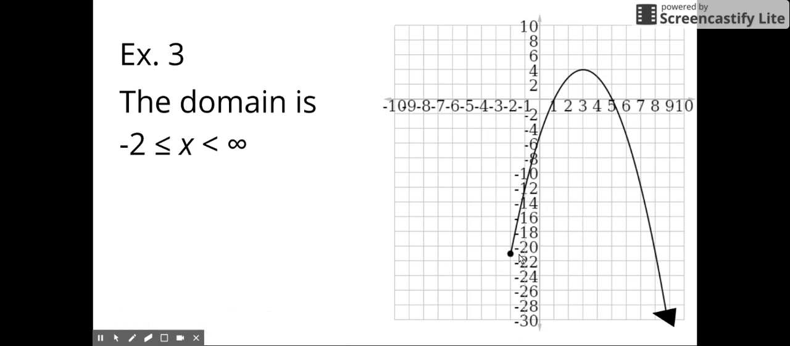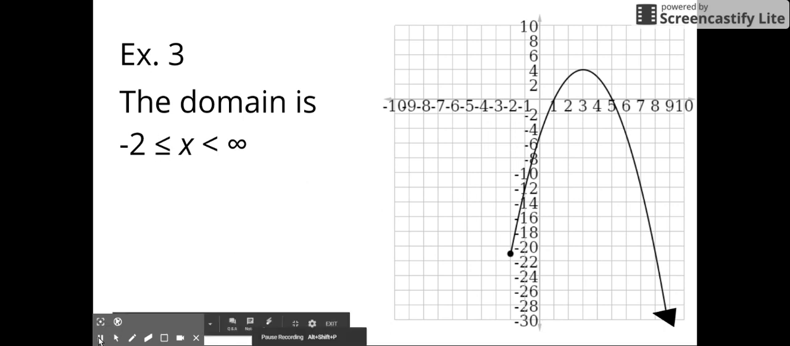Note that if you had an open circle, you would make sure you have a less than symbol. The less than or equal to means that you can actually have that x value as an input. And so that's why there's a closed circle and this less than or equal to right here.